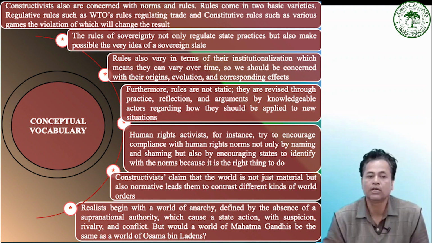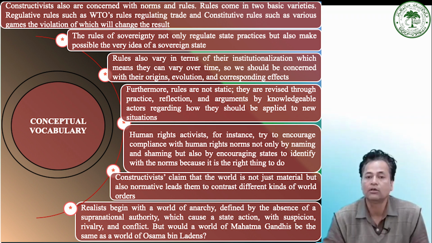The rules of sovereignty not only regulate state practices but also make possible the idea of the sovereign state. So these kinds of practices, these kinds of rules, are all important because they help us to regulate something, they help us to understand something. So that is how they are all important in international politics. Rules also vary in terms of their institutionalization, which means that they can vary over time. So we would be concerned about their origin, evolution and corresponding effects.